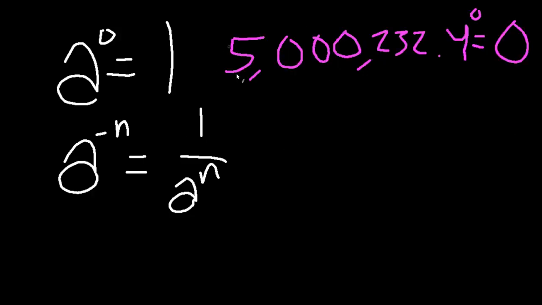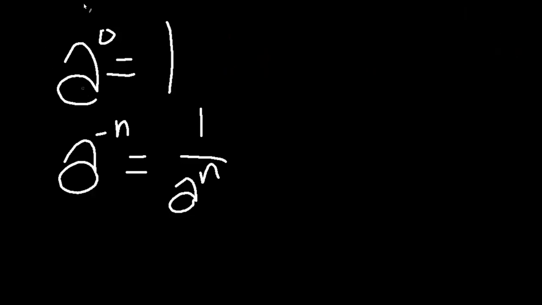If we have 5,232,400 to the power of 0, guess what? It equals 1. Alright guys, so just remember that rule. It'll definitely show up down the road. Let's go ahead and move on to the next one.